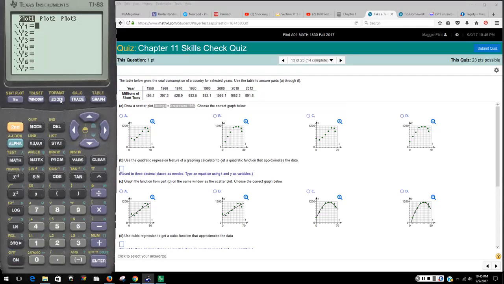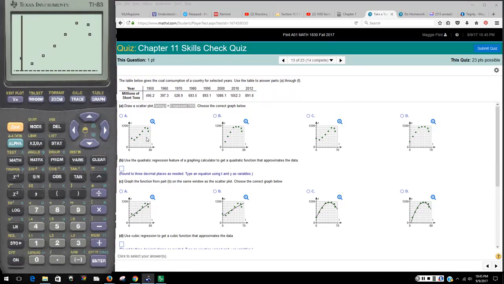And now we're going to press the zoom key, and we're going to scroll down, and I missed my mark. Go to zoom stat, and here you see your scatter plot. Notice the scatter plot does have a point on the y-axis.